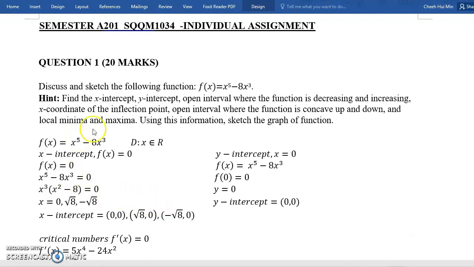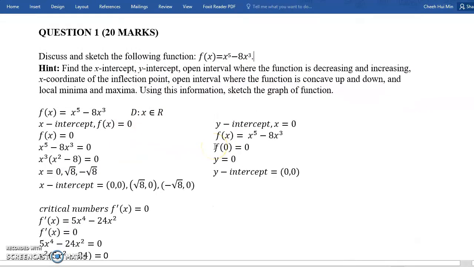For question 1, the question is to discuss and sketch the following function, f(x) equal to x to the power of 5 minus 8x cubed. There are some hints. Before we find the x-intercept, the domain of the f function is all real numbers. So, to find the x-intercept, let f(x) equal 0. The x-intercepts are the origin, square root of 8, 0, and negative square root of 8, 0.